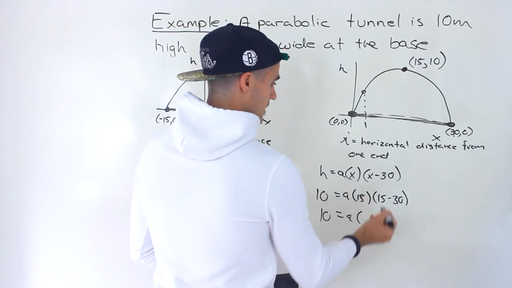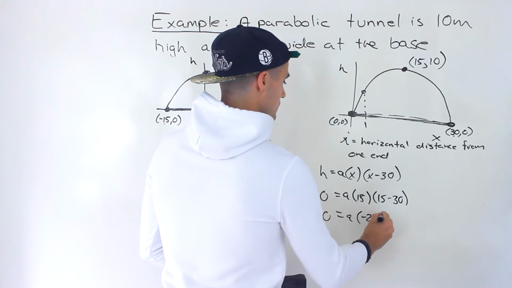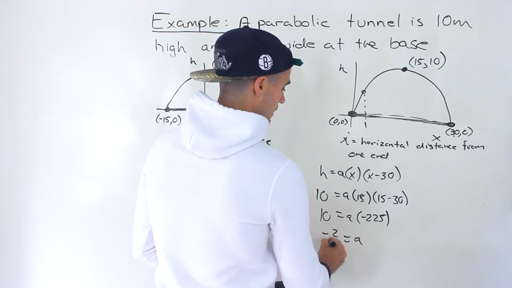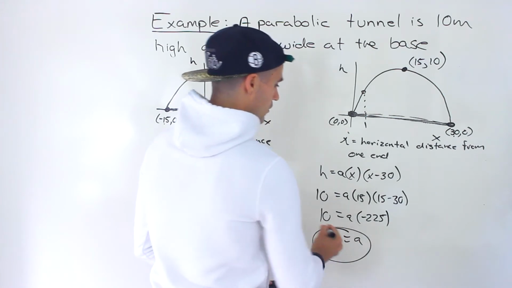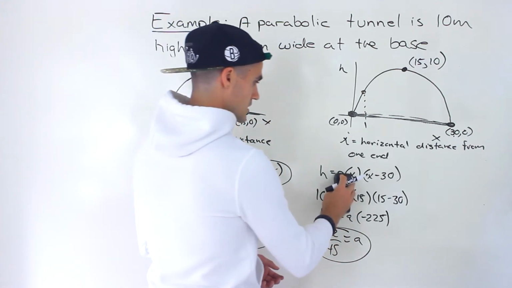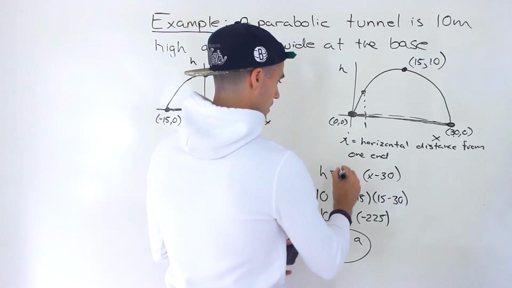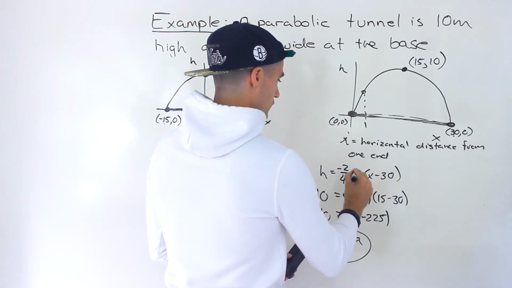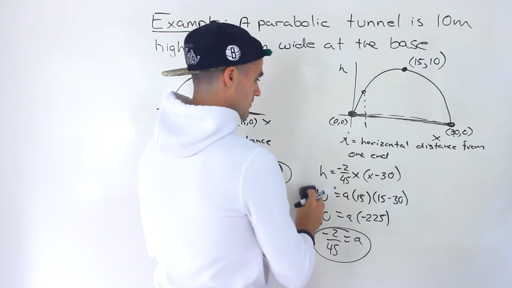So we'd end up with 15 times negative 15, which would give us negative 225. Divide both sides by negative 225. We end up with negative 2 over 45. Okay, so this here, we don't even have to put that bracket. It would be negative 2 over 45 x times x minus 30.